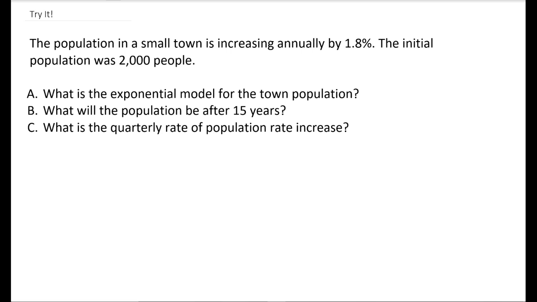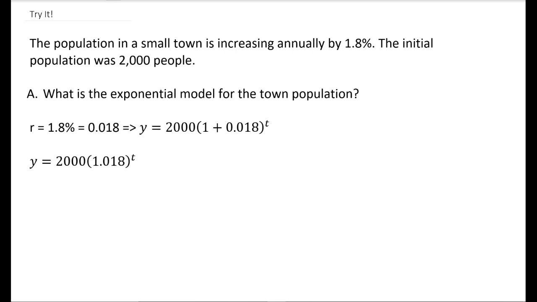All right, so the population in a small town is increasing annually by 1.8%. The initial population was 2,000 people. What is the exponential model for the town population? All right, so we know that the r is 1.8%, which is 0.018. You've got to move the decimal place to the left twice to get that decimal. And then we're going to plug that into r in the formula, and we're talking about an increase, so we're going to be using a plus sign right there. Then we add those two together and we get 1.018, and that's our exponential model.